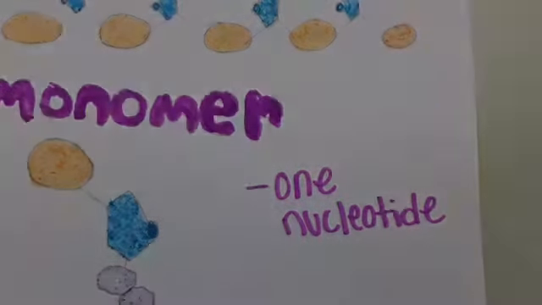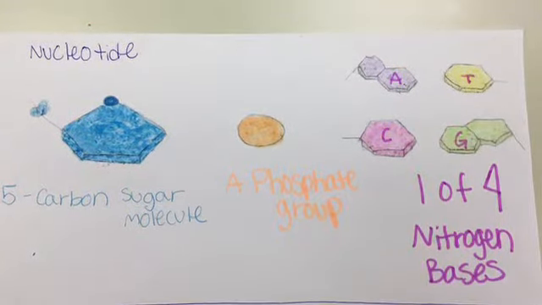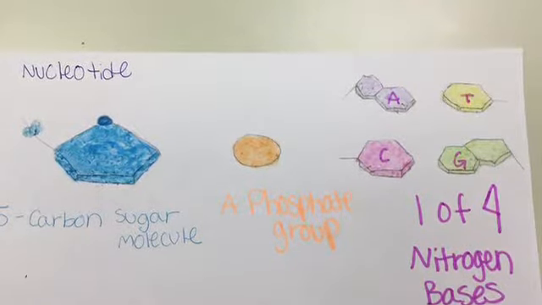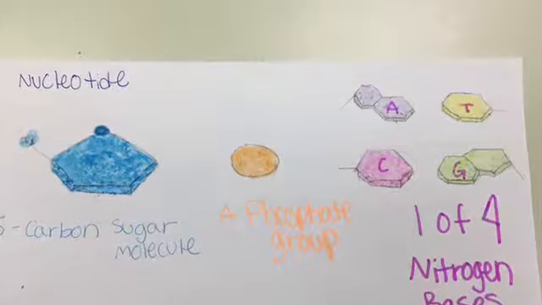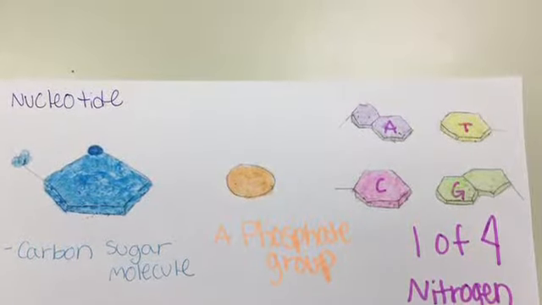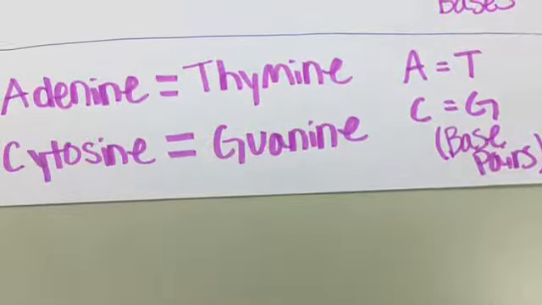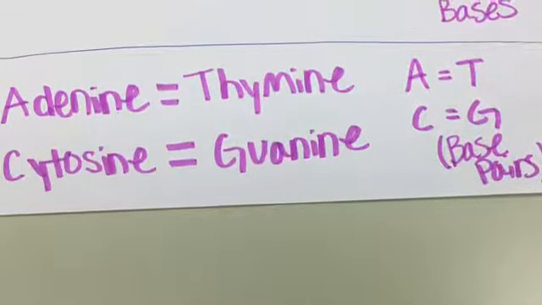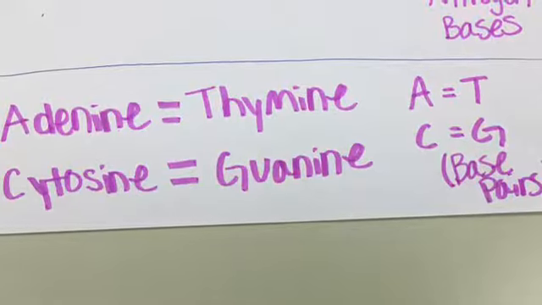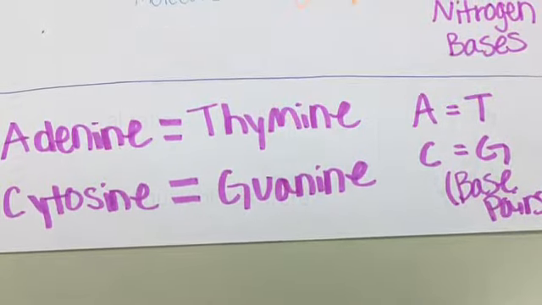This is the 3 basic structure of a nucleotide: 1 5-carbon sugar, which is deoxyribose, a phosphate group, and 1 of 4 nitrogen bases. There are adenine, thymine, cytosine, and guanine. A pairs with T, C pairs with G. We call these base pairs.